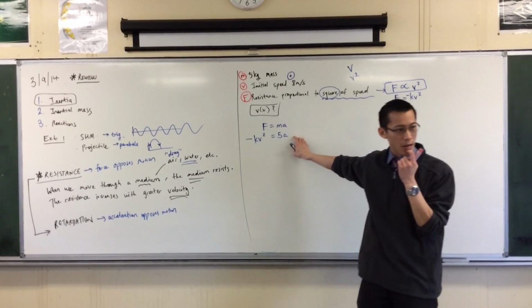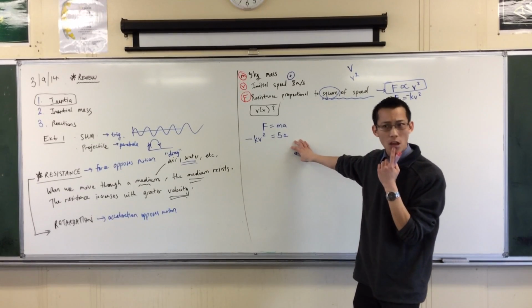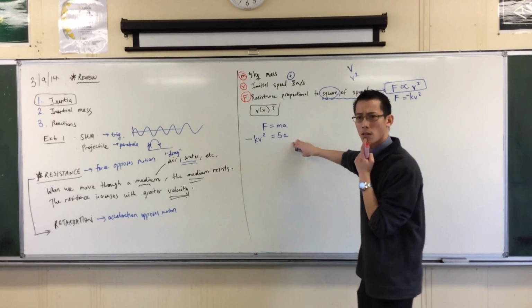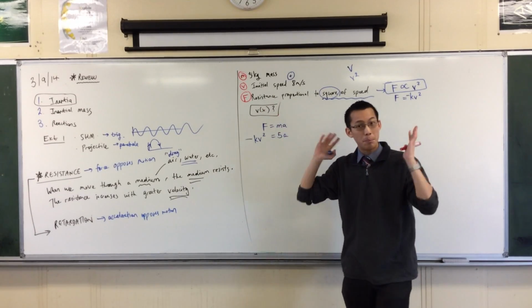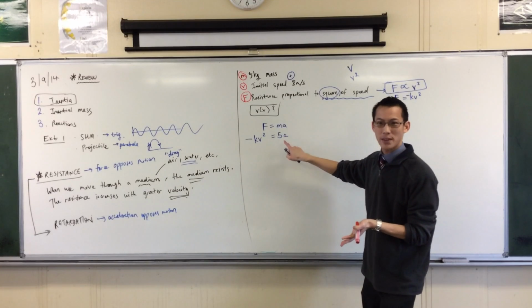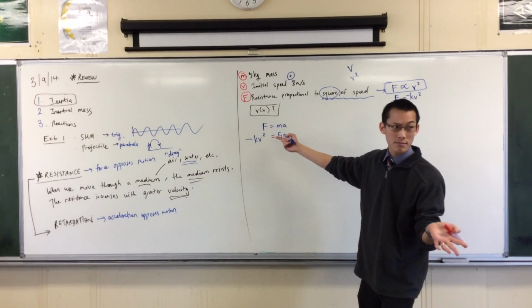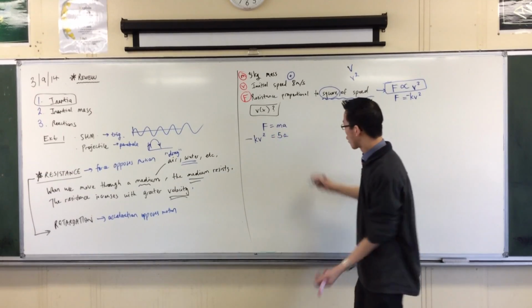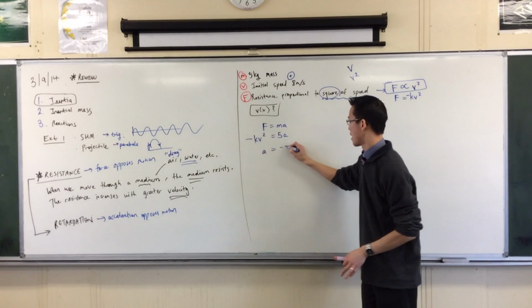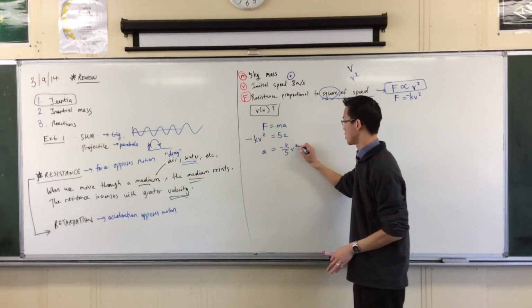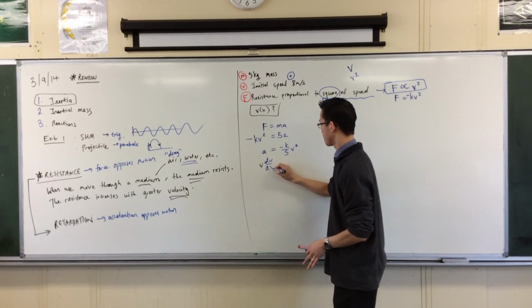Where shall I go from here? Where am I trying to go to? I want to get to v as a function of x, right? So that gives you a big clue as to how you should rewrite acceleration. You've got a couple of different choices. Okay, what are they? You could go, well let's get acceleration on its own first. So I've got minus k on 5 v squared, okay? You could go v dv/dx, okay?